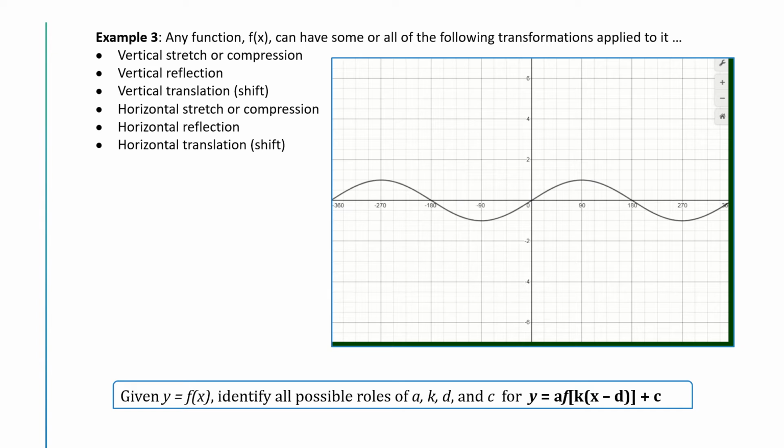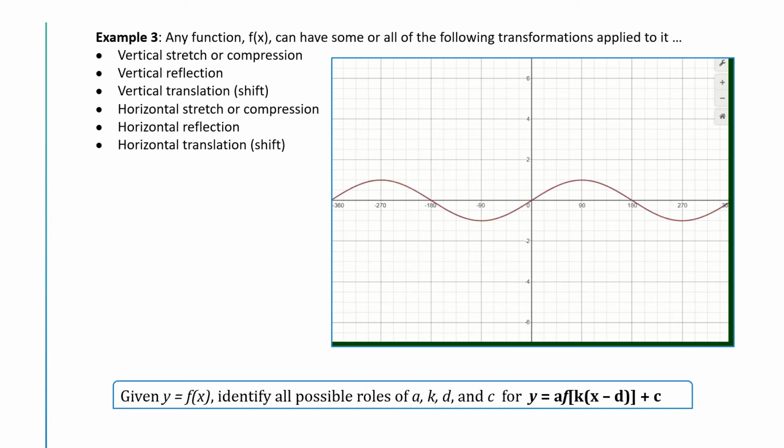The next bullet says vertical translation or shift. So here's a vertical translation or shift. There it is. It's gone off your screen a bit there, but there's your vertical translation or shift. And out of the parameters A, K, D, and C, the one that's responsible for lifting this graph up and down is the C value.